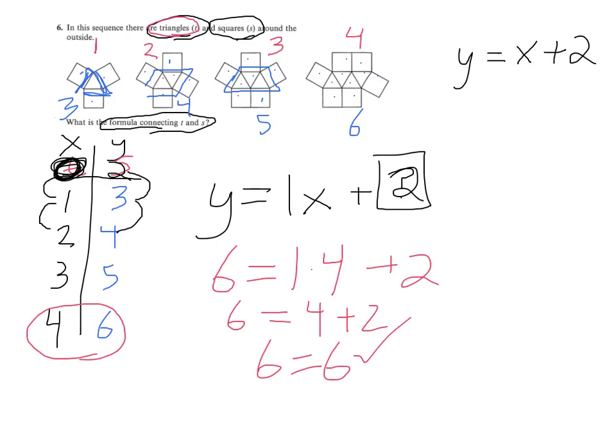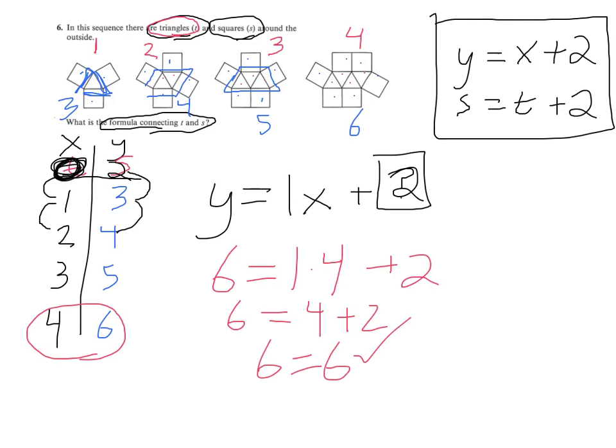Or, to write it with the correct variables, y was our squares, so we've got squares equals, and then x was our triangles, so t plus 2. Both of these are absolutely correct. But when you look at the back of the book for answers, or you're answering a word problem, it's best to use the letters that they gave you at the beginning, even though you did find the correct relationship.